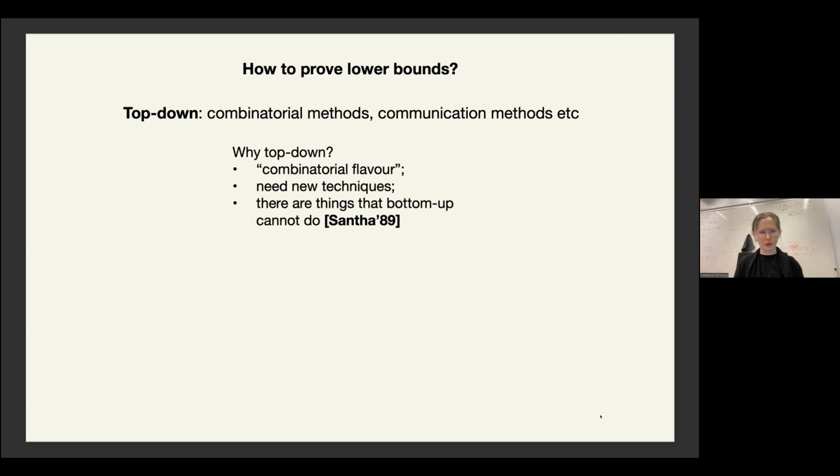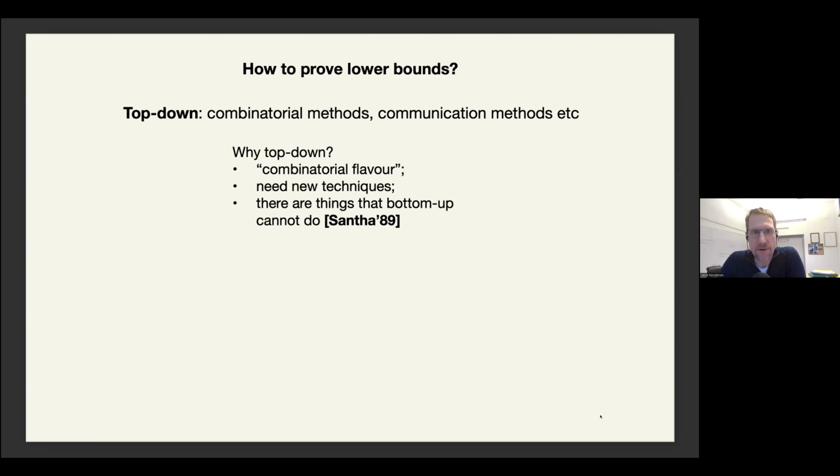And I hope to persuade you that it's worth studying the top-down techniques. At least it's not fully explored yet. And there are no barriers for it to be able to prove any lower bound that's true. I hope to say a few things about this a little bit later. And the third reason here is that there are things that we know how to prove top-down that we don't know how to prove bottom-up.